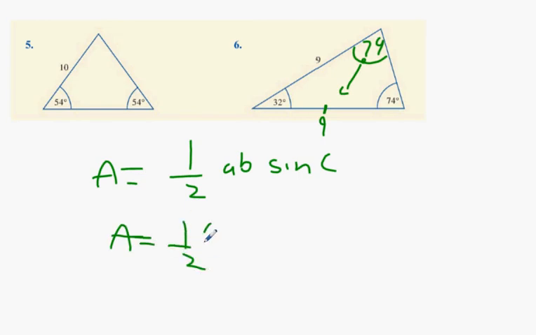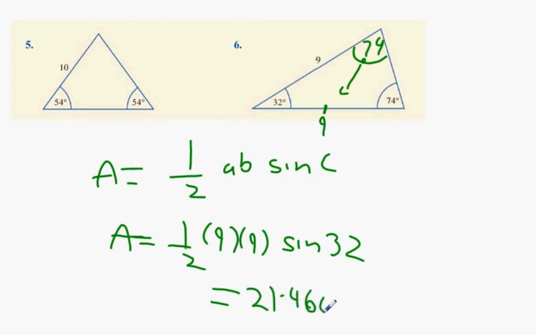A half times 9 times 9 times sine. What do you get, Cameron? So I didn't hear the first number. 21.46 centimeters squared. Okay. Everybody happy thus far? Okay, thus far.